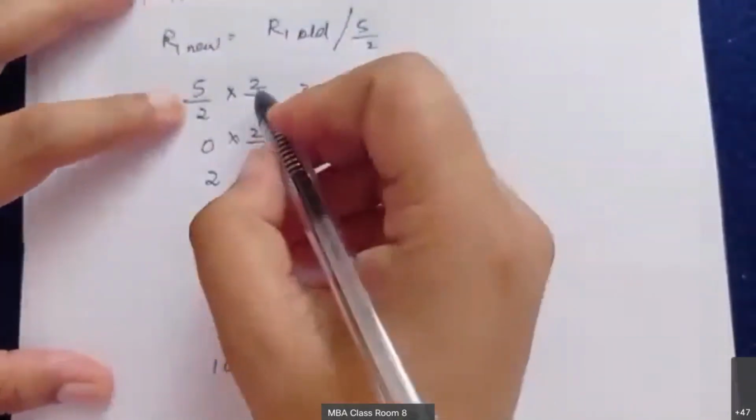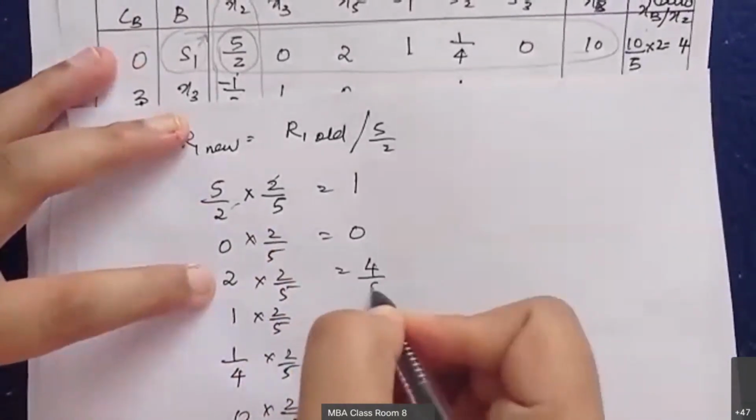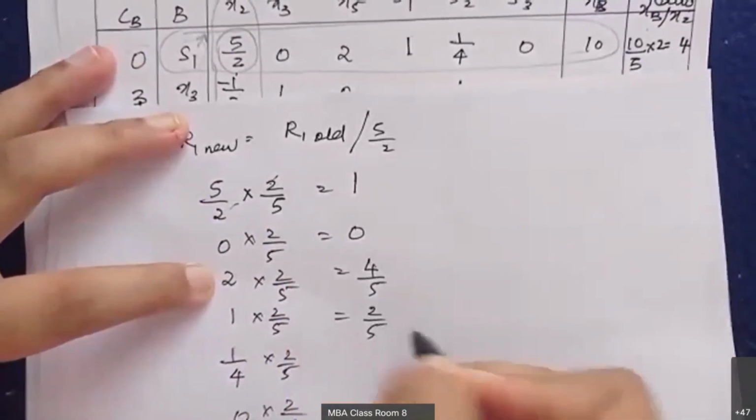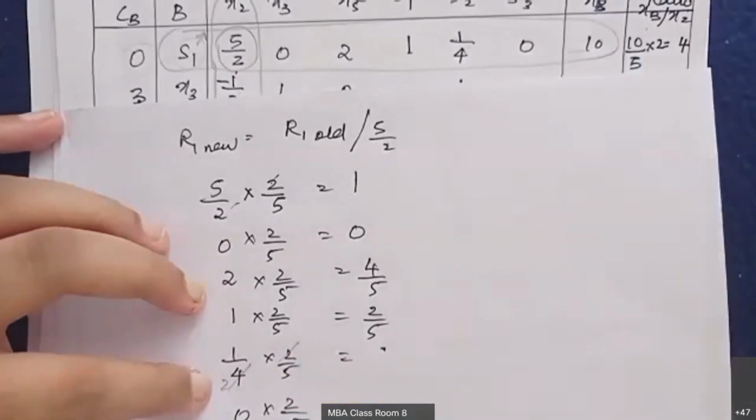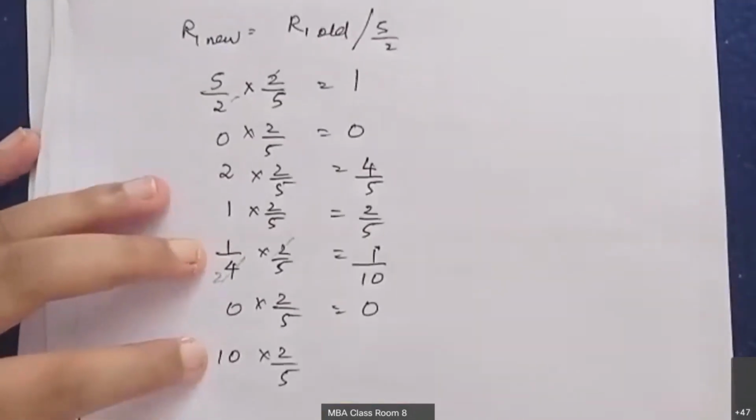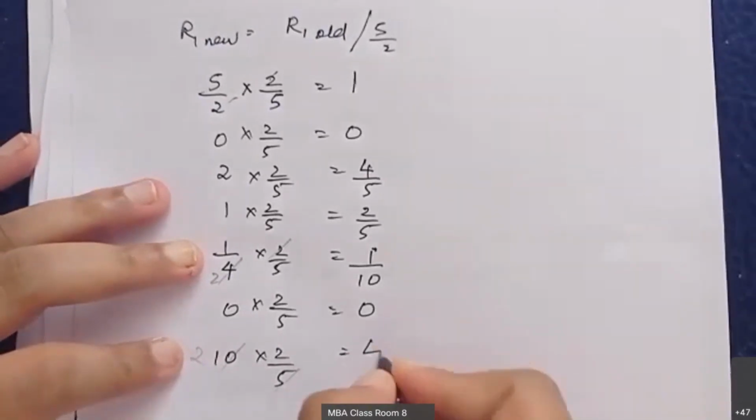Okay, here 2 and 2 cancel, 5 and 5 cancel. I have 1. Here I have 0. Here I have 4 by 5. Here I have 2 by 5. Here I have 2, 4 and 2 cancelled. It is 2 over here. 2 into 5, that is 1 by 10. Here I have 0. Here 5 and 10 cancel. 2 into 2, that is equal to 4.